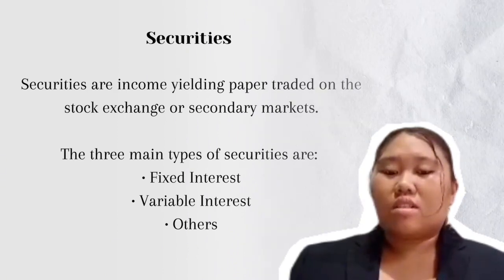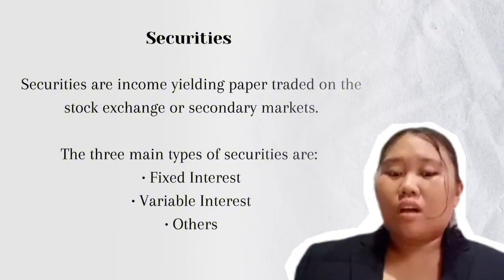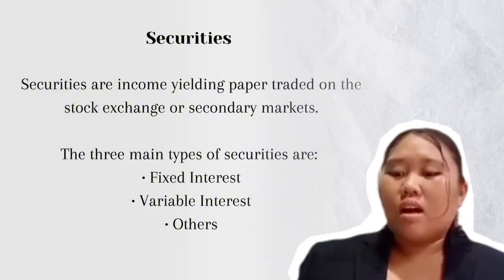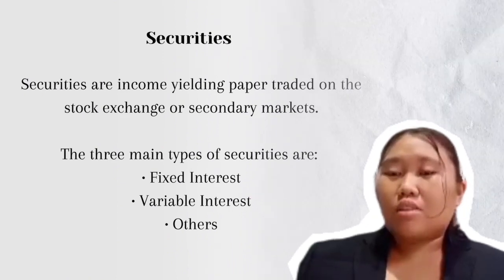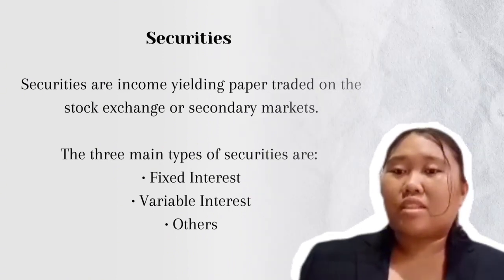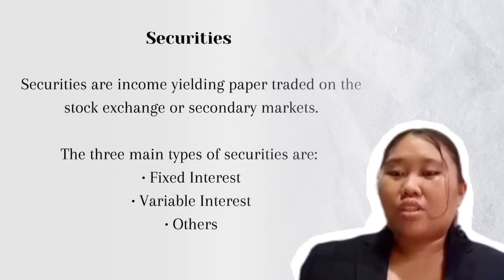Fixed interest consists of debentures, preferred stocks, and bonds, including all the government securities. Variable interest consists of common stocks and bonds, as well as preferred stocks with participating features. Others, like bills of exchange and assurance policies.